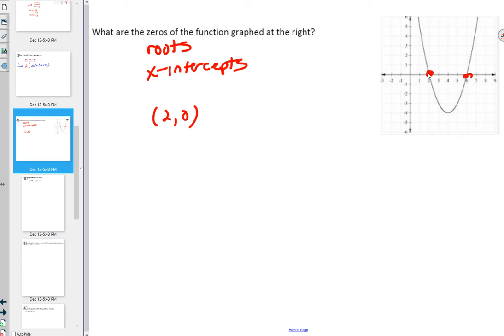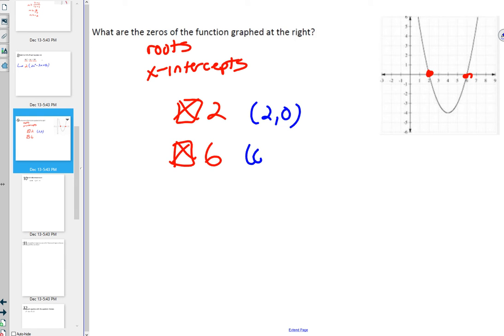Two comma zero. I don't remember if I had them as points for the choices, or was it just a number? Correct. But next to the check spot, was it an ordered pair? It was just a number, right? So you would have just checked the box next to a 2, and then checked the box next to 6. But you are correct, though. If it was in the form of an ordered pair, it would be 2 comma 0 and 6 comma 0. Depends on how they choose to write it.